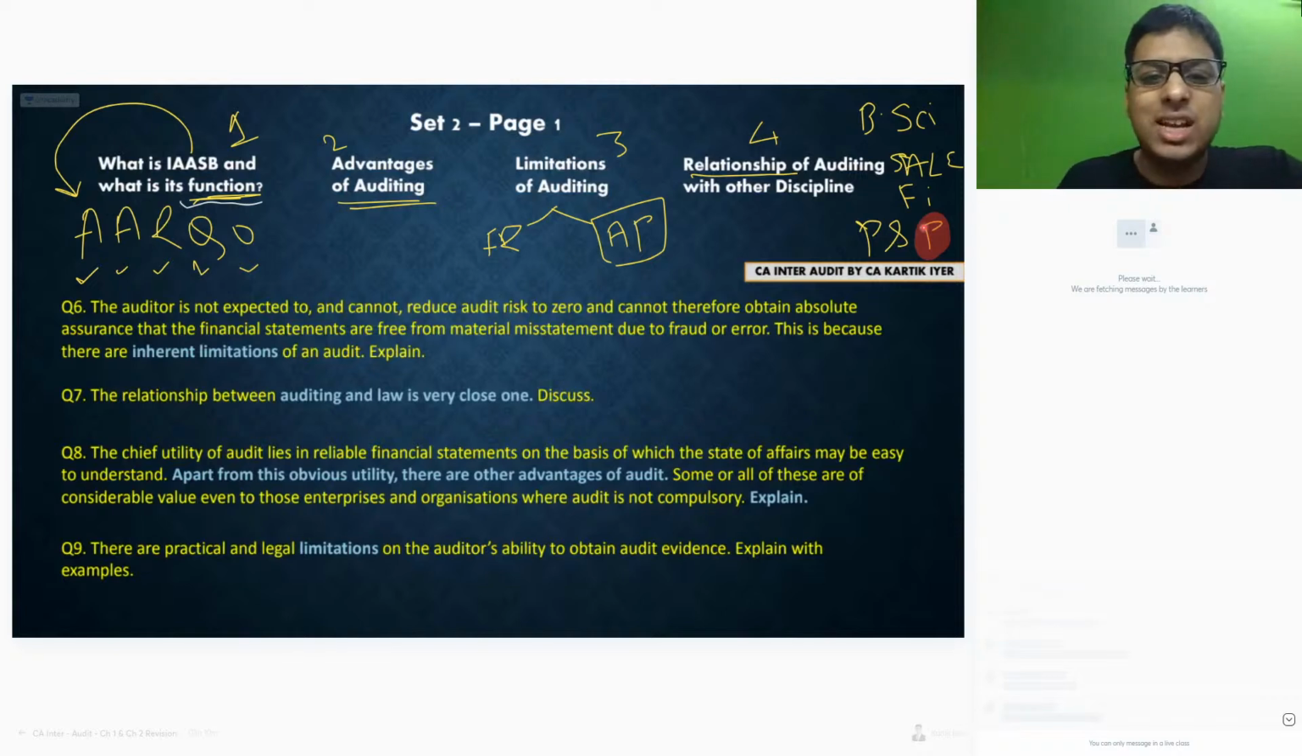Okay. Now let's see. In this question, now they have asked, see, question number 6. Here they have asked inherent limitations of auditing. Which answer will this be? Tell me which answer will this be? Inherent limitations of auditing. Tell me the number 1, 2, 3 or 4.